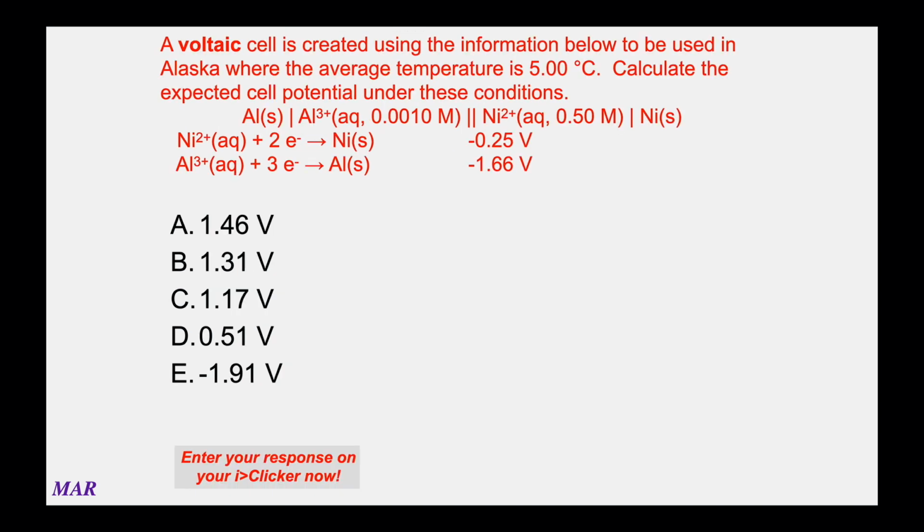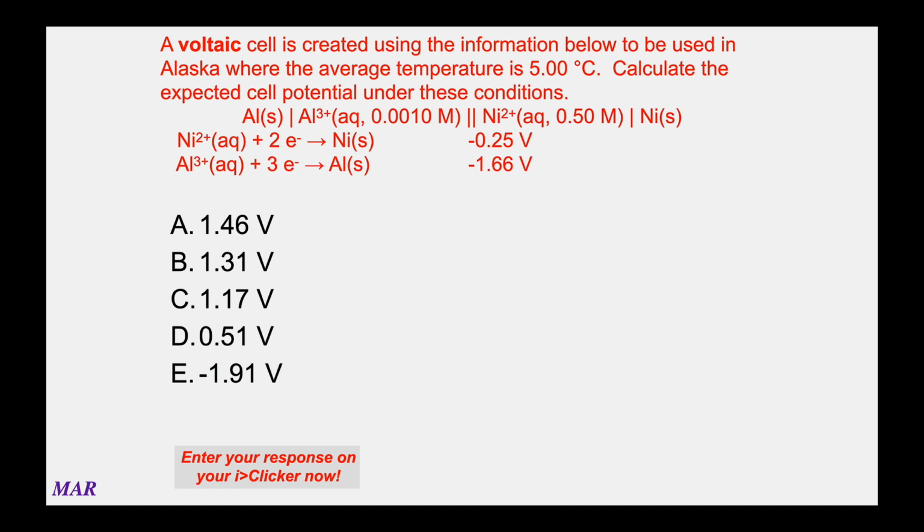Pretty cool. We have a voltaic cell created using the information below, and it's in Alaska where the average temperature is 5 degrees Celsius. Calculate the expected cell potential under these conditions. Now, there's a lot of information here.